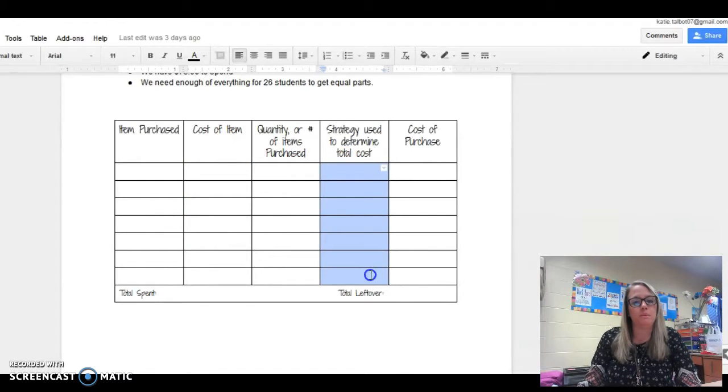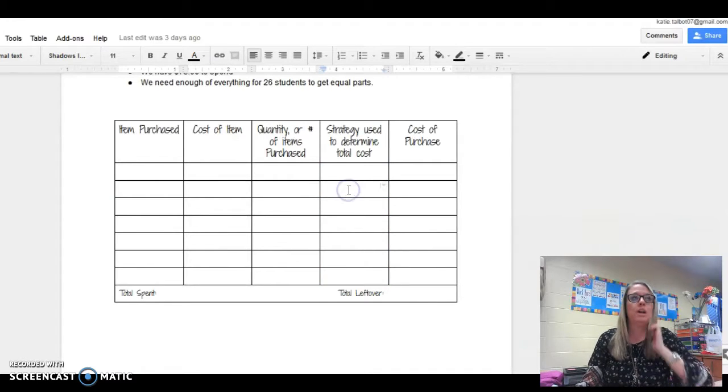And the most important part to me is the strategy that you use. I want to know what addition, subtraction, multiplication, and division you're using.